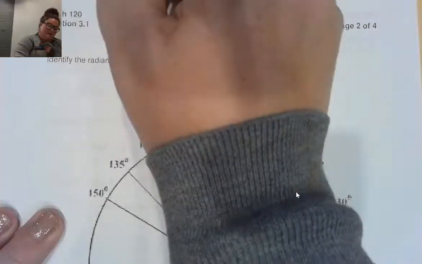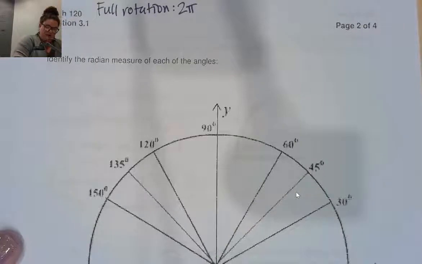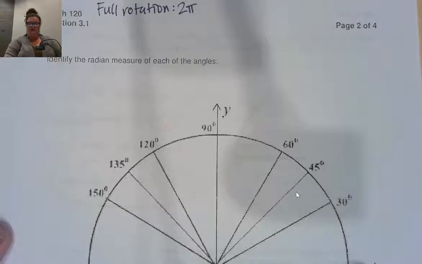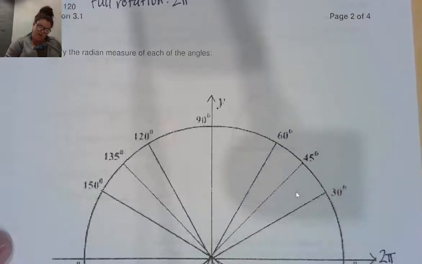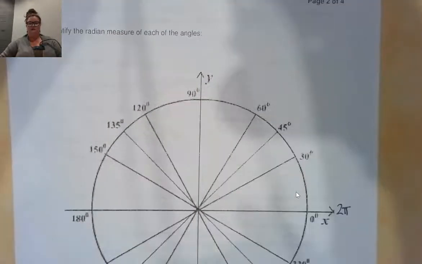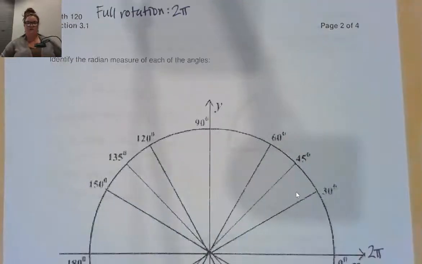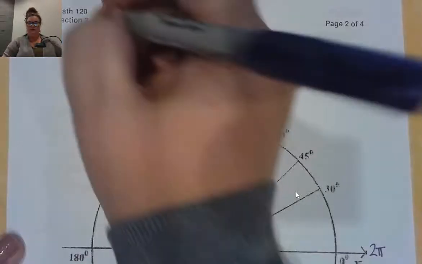We know that a full rotation, I'm just going to write it up here, a full rotation is 2 pi. So if I start at 0 and I go all the way around this circle and end up back at 0, that's a full rotation. That's going to be 2 pi. So I'm just going to write off to the side here, 2 pi. Let me see if I can zoom out a little bit more. All right, so if I go all the way around the circle, that's 2 pi.